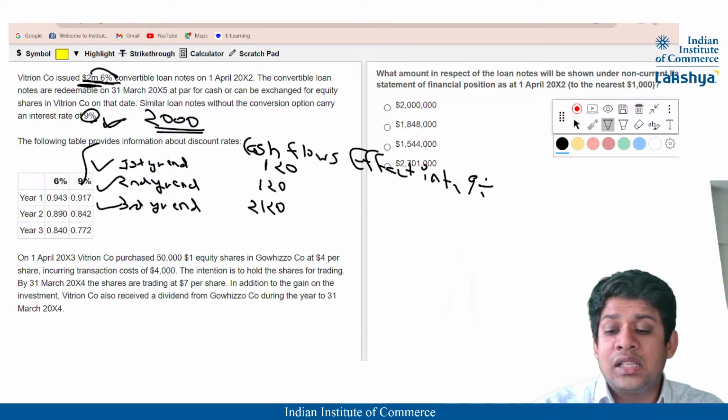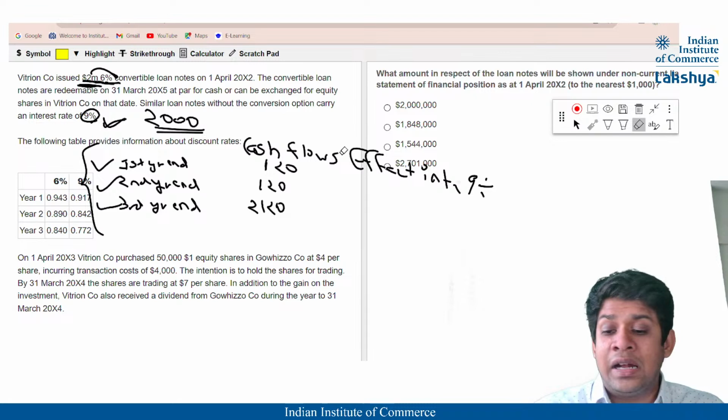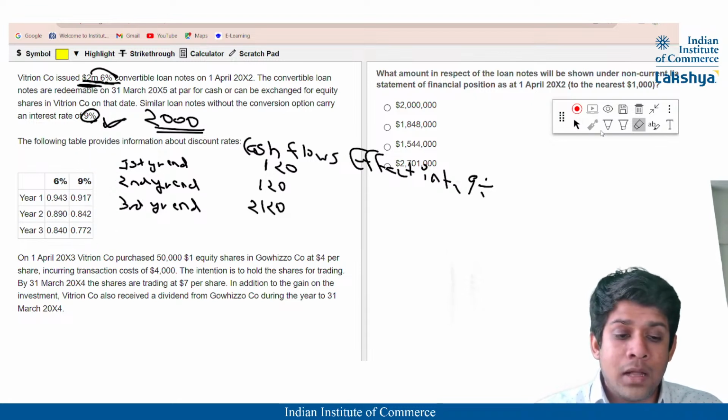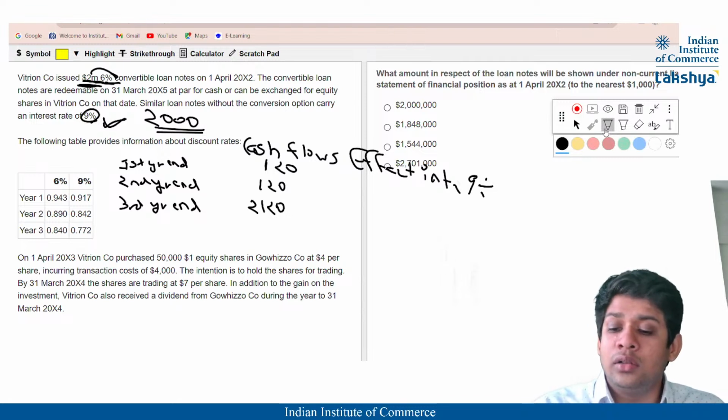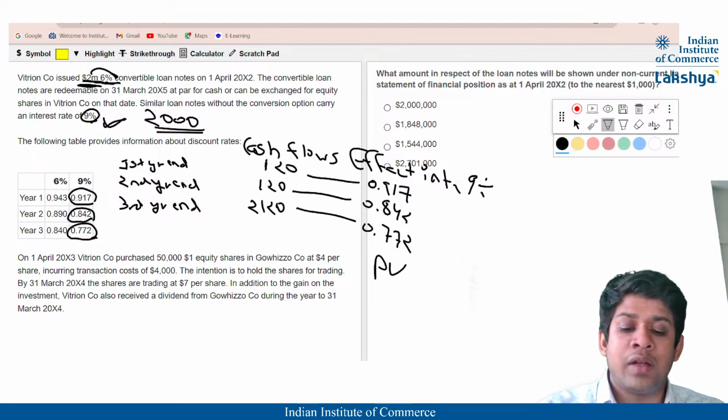And since I'm assuming that this component is completely a financial liability, I will just simply take the 9% on which there is only a liability component. So the discount factors are 0.917, 0.842 and 0.772. Okay, I'll multiply this with the cash flows and I will get the present value.